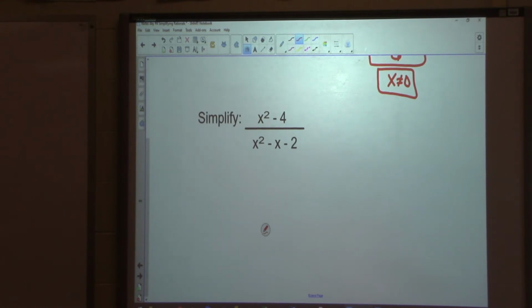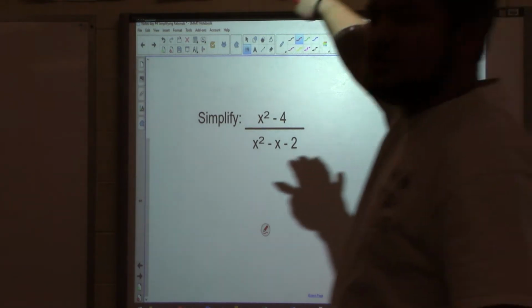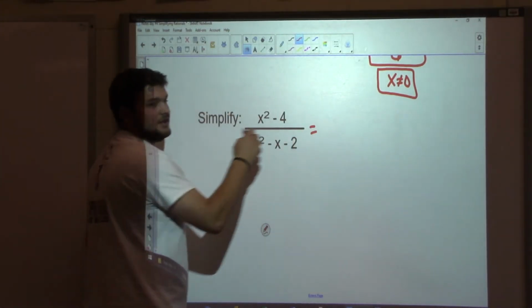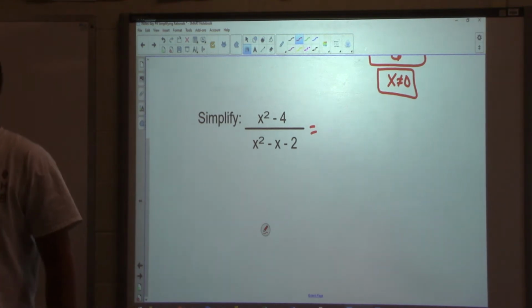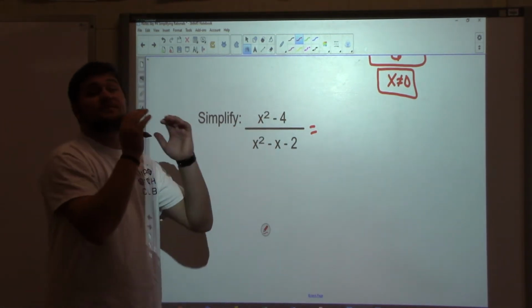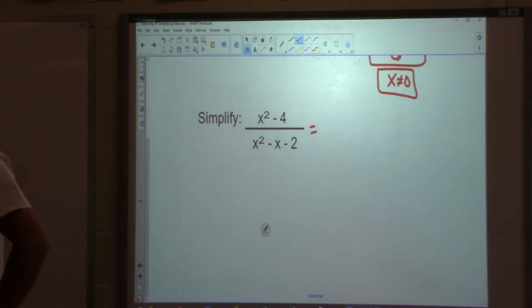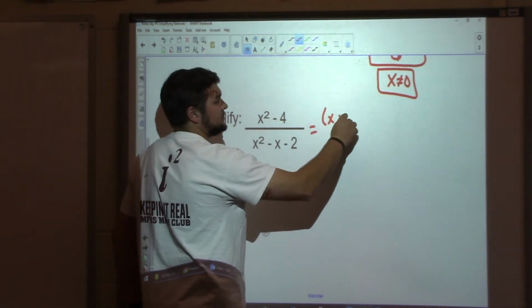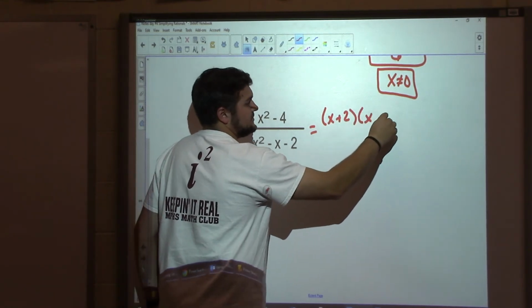Guys, hey, the top part. We have a special term for the top part. What is that called? Starts with a D. Difference of perfect squares, right? X squared and 4 are both perfect squares. Like I said, we should factor everything before we do anything else. So if I factor that, it becomes x plus 2 and x minus 2.